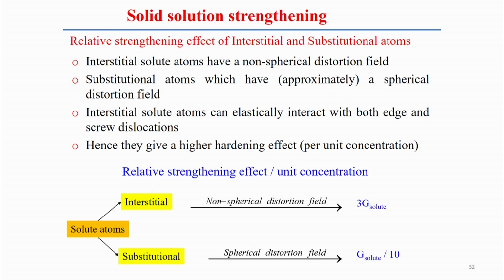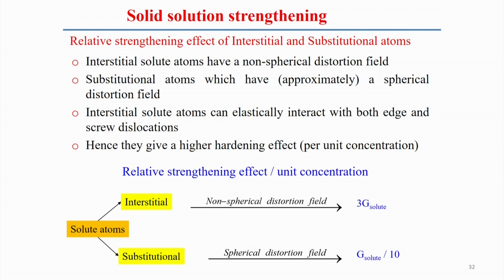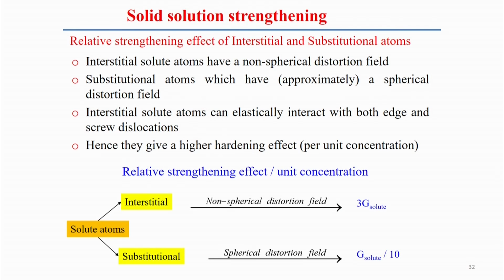So when it is interacting with both edge and screw dislocations, it has the effect of both the distortional effect as well as the volumetric effect. But substitutional atoms produce a spherical distortion field, because in this case they interact mainly with the screw dislocations. So that's why, since the screw dislocation is subjected to pure shear, only the distortion fields exist. Because of that, the two different types of solid solution have a difference in hardening effect.